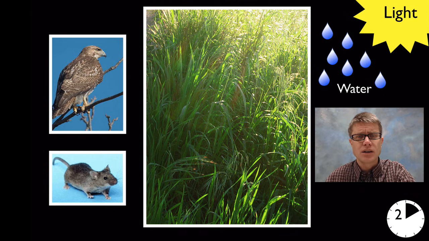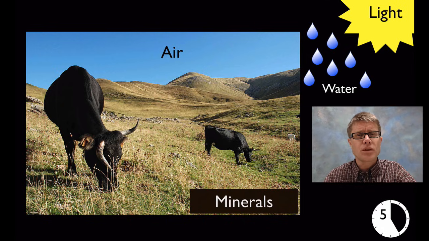But what do animals need? We need plants. This mouse is feeding on plants, and this hawk is feeding on the mouse, which fed on the plants. And so that's a good place to start. What are some of the requirements of life? Light and water are a good place to start. But it's more complex within that.